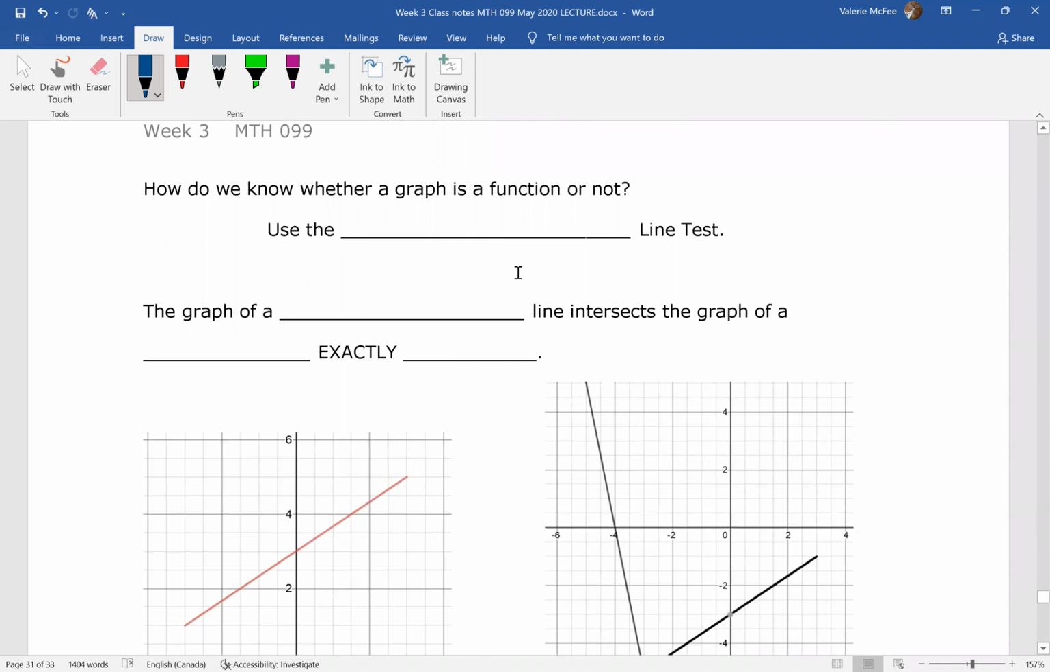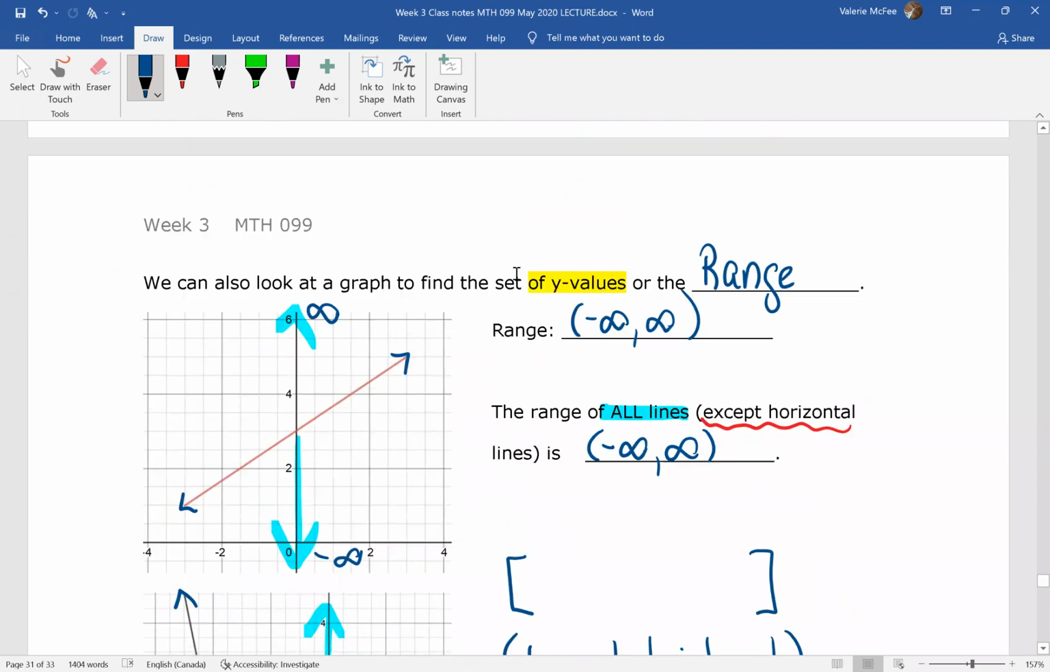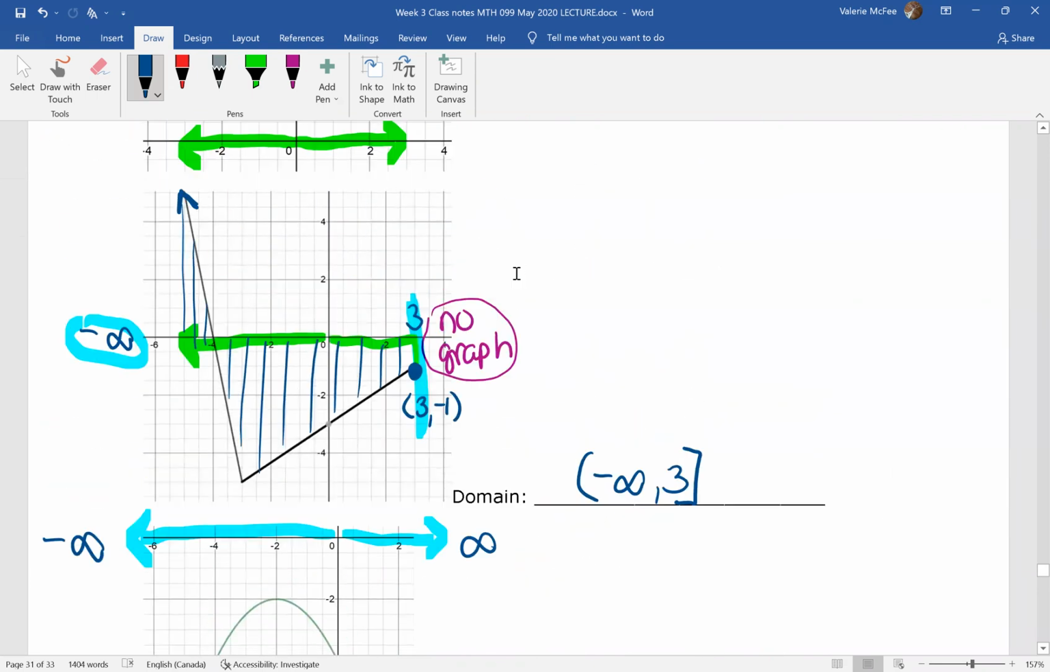I think we'll leave the graphs of functions until the next lecture. If you had difficulty with this, I would say print these pages again and see if you can figure out the domain and the range, and then listen to the lecture again. See if you can understand how to find domain and range from a graph.